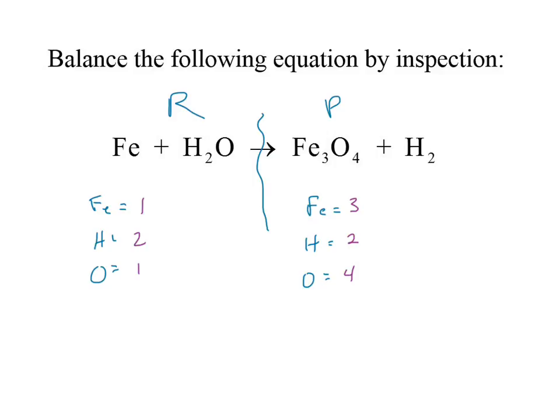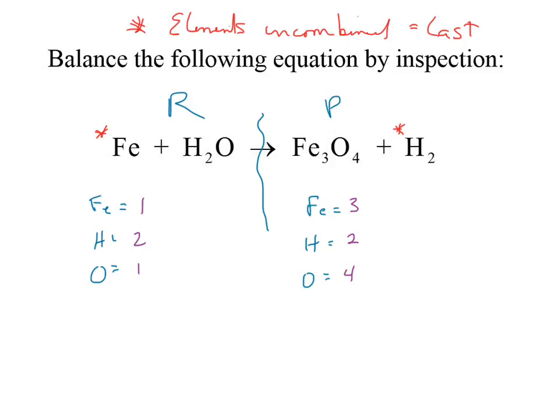So I'm going to put an asterisk next to the things to leave for last. This right here, I'm going to leave for last. And actually, hydrogen also falls in that category. Where the asterisks are, those are elements in their uncombined form. Elements uncombined: leave for last. All right, so I'm going to leave my iron for last.